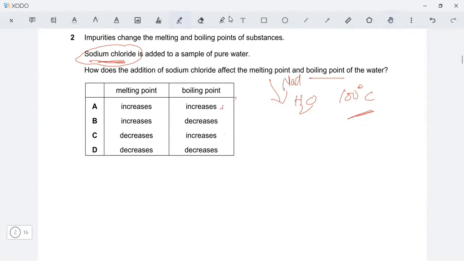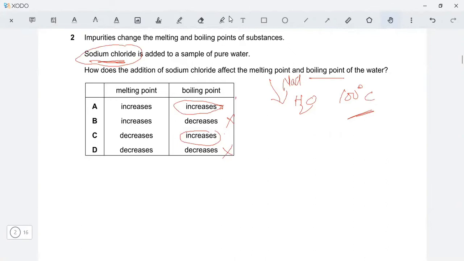Increases is only in two places, here and here. The decreases are actually inappropriate, not suitable. So the answer can be A or C. This or this.